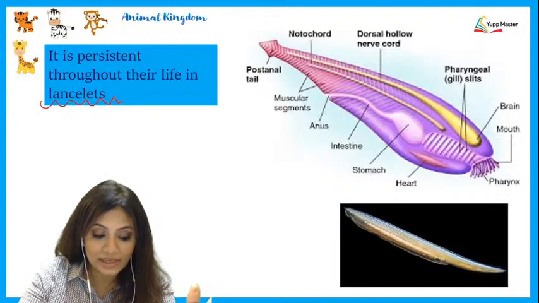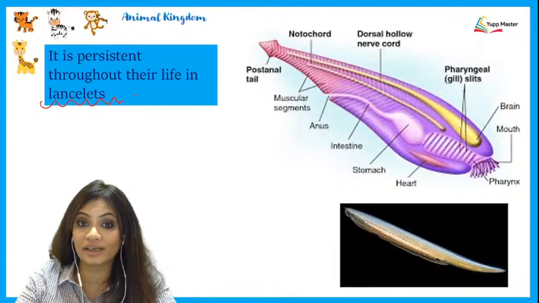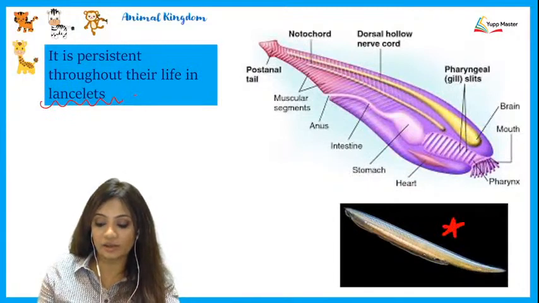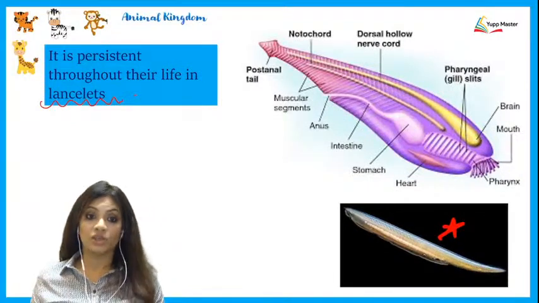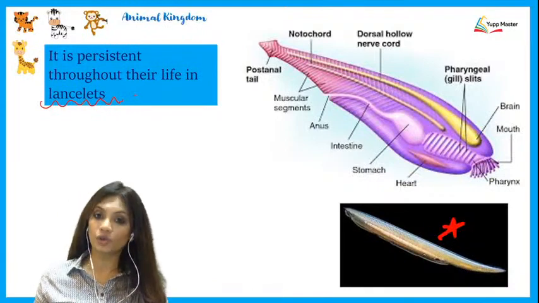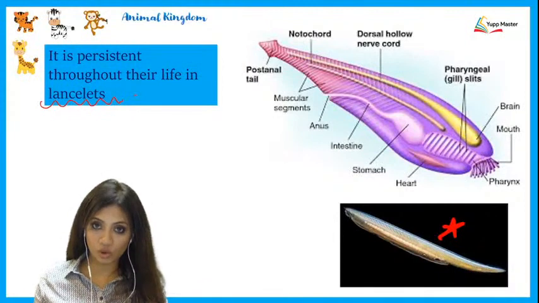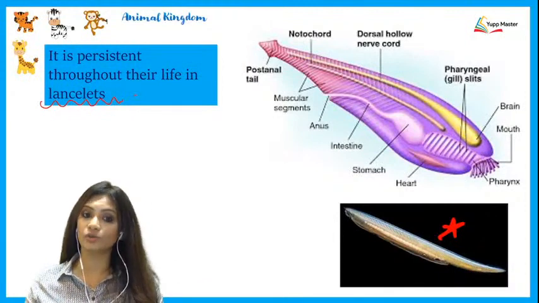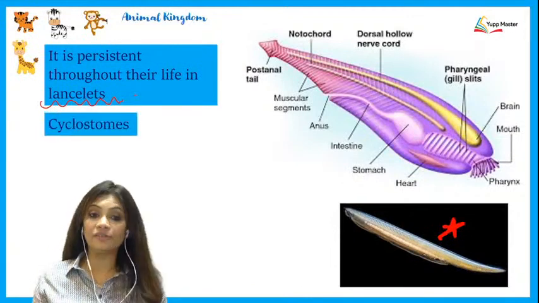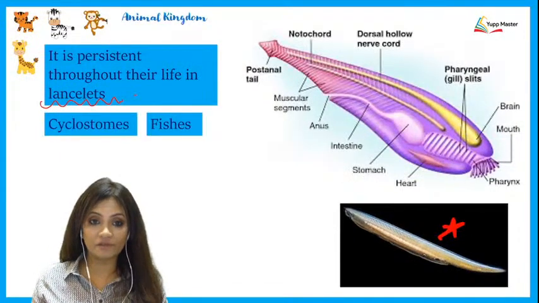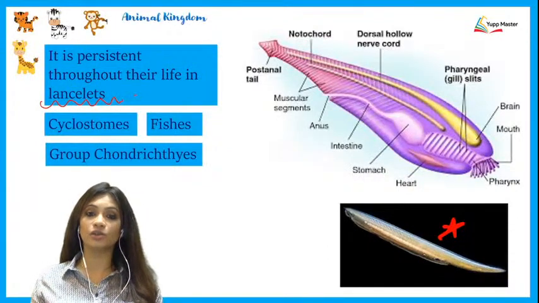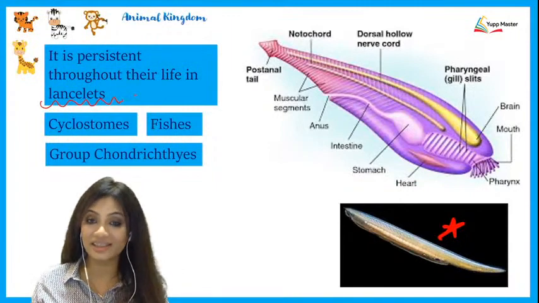Okay, now what are lancelets? We'll be doing that when we study Urochordata and Cephalochordata. In animals like lancelets, that you see over here, this is a lancelet, the notochord is going to remain persistent, meaning that the notochord will stay as a notochord throughout its life. The notochord is not going to develop into a vertebral column. Even in cyclostomes and in fishes, and in the group of chondrichthyes, we basically see that the notochord remains as a notochord in these animals.